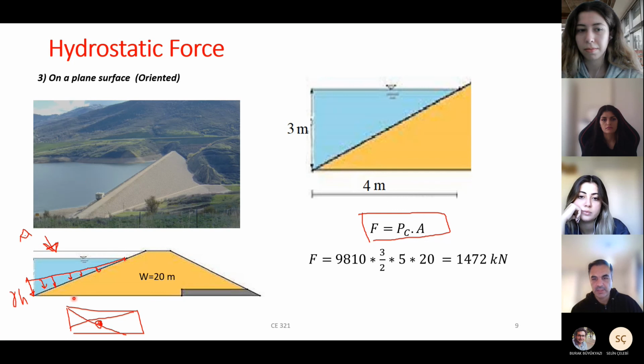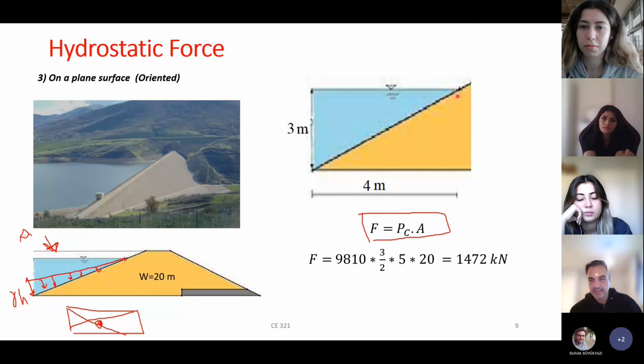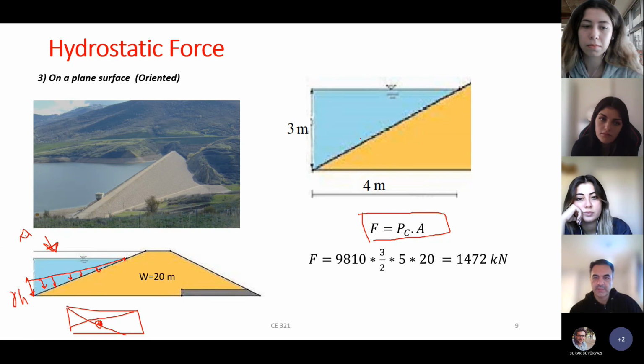Now for this part, I zoomed in on this part and showed it here. The height of water, this height, equals 3 meters, and this point shows where the pressure is 0, and this length equals 4 meters, and I'm interested in finding the resultant force. Let's show a resultant force here. For example, this is my FR, and I'm looking for this force.